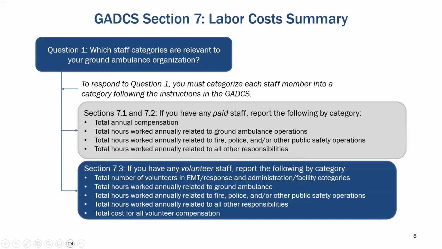Broadly, this section of the GADCS is broken up into two steps. The first step is reporting which types of staff are used by your organization. We'll review the instructions on how to do this in the next few slides. The second step involves reporting information on number of volunteers, hours worked, and costs for your staff in each category. Now, I'll turn it over to Lisa to discuss the questions in Section 7.